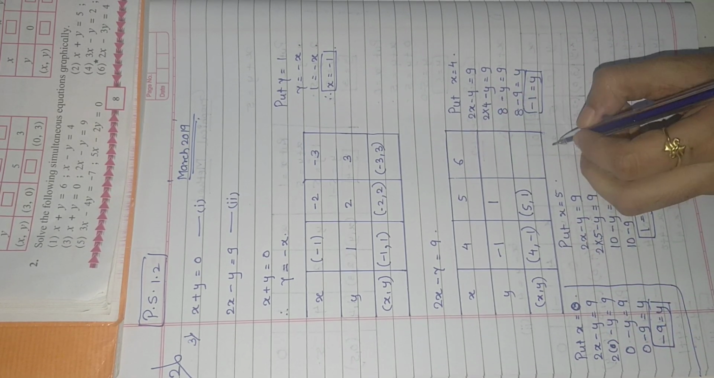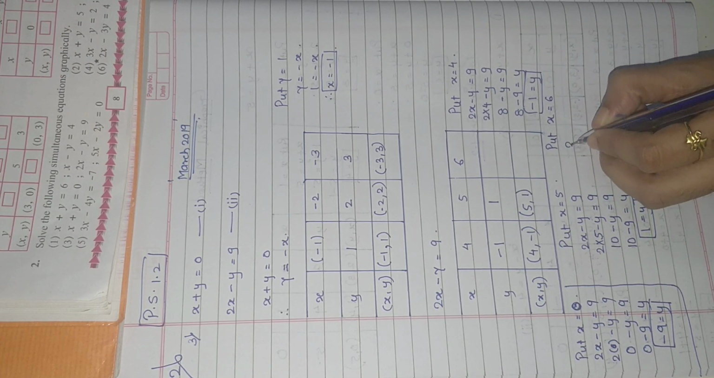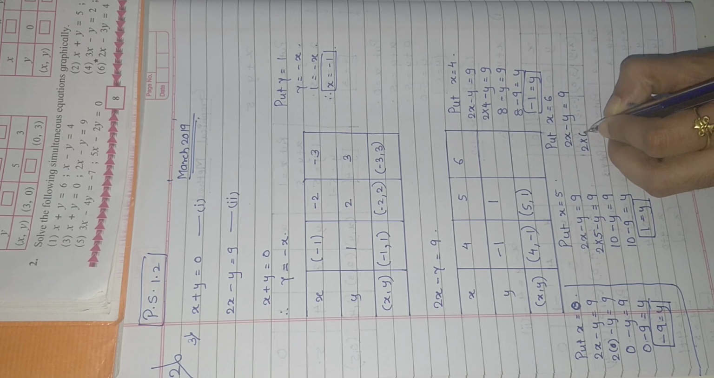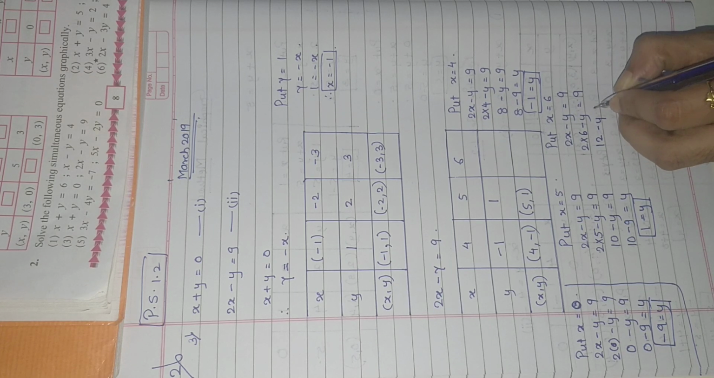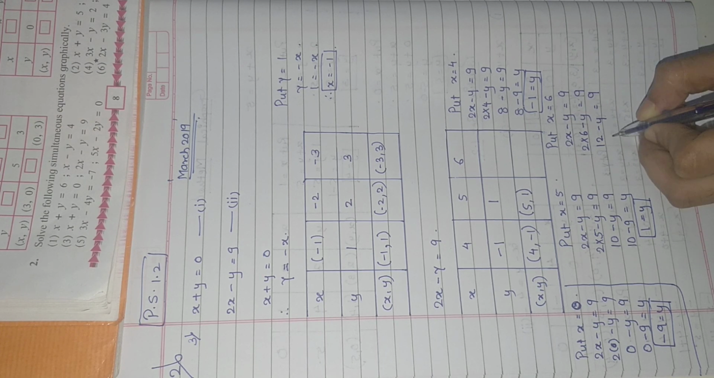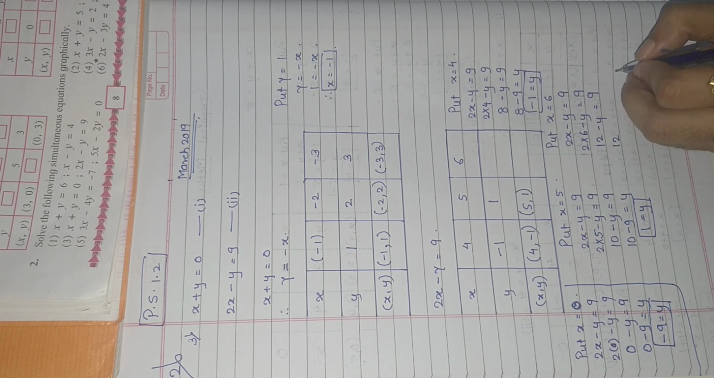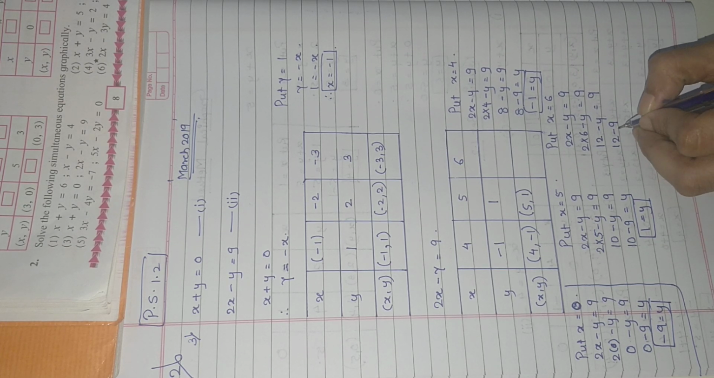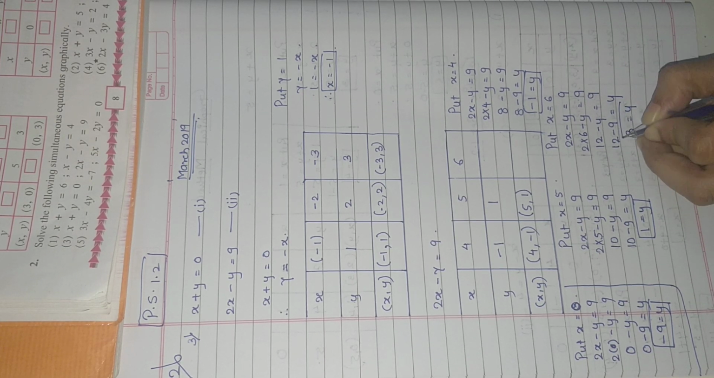Now the third one. Put x is equal to 6. 2x minus y is equal to 9 is your equation. We'll substitute here. 2 into 6 minus y is equal to 9. 2 sixes are 12. Minus y is equal to 9. Now again you'll put this 9 on the left hand side and y will come on the right hand side. So minus y will come on the right hand side, it will become plus y. And plus 9 when it comes on the left hand side, it will become minus 9. So 12 minus 9 is 3. So the value of y is 3.